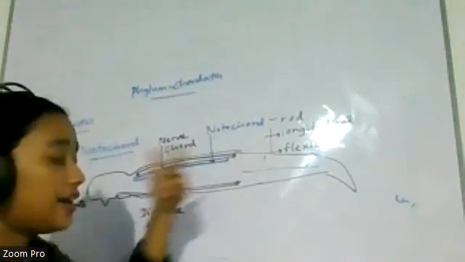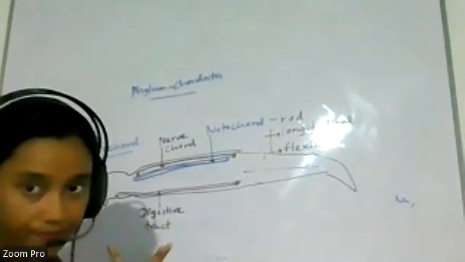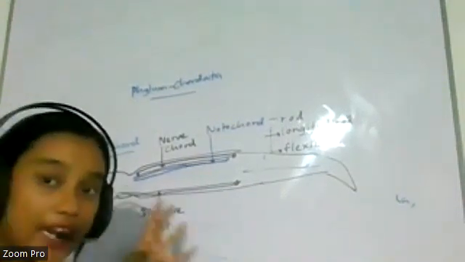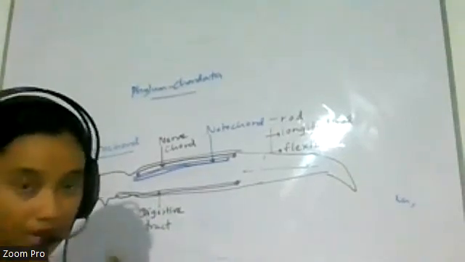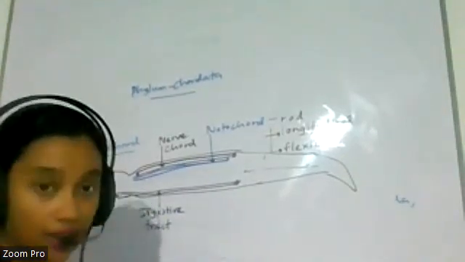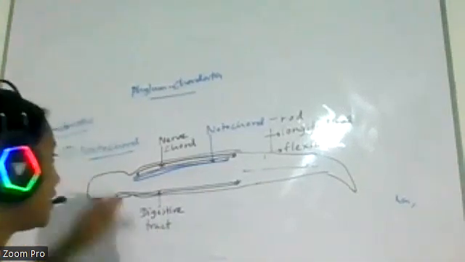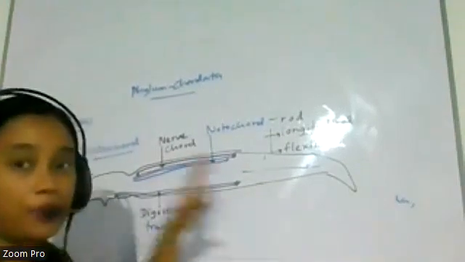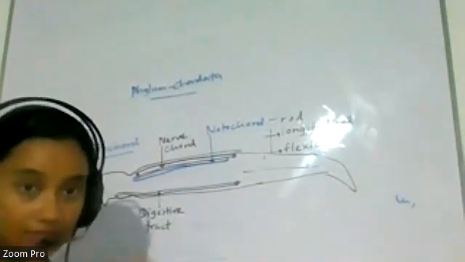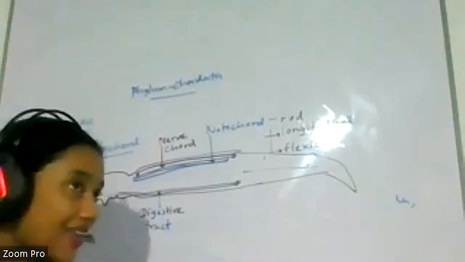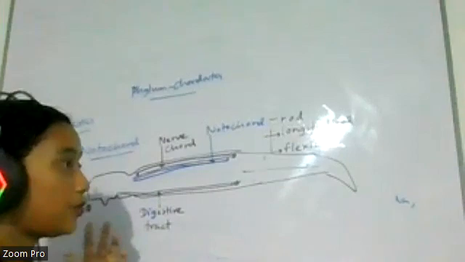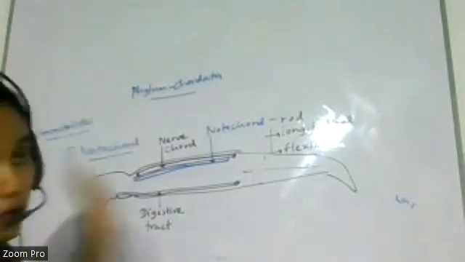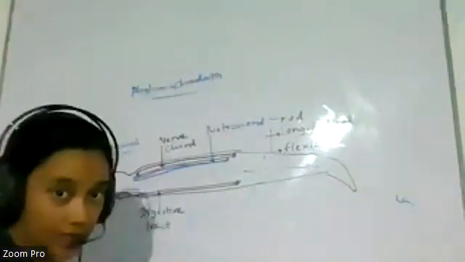At least in their embryonic stage, this notochord provides the support. It is extending from anterior to posterior, and it provides the support at least in the embryonic stage. We have to see the notochord in all the chordates. Having a notochord means they are chordates.